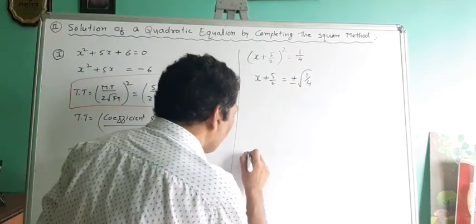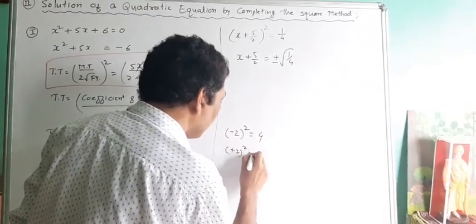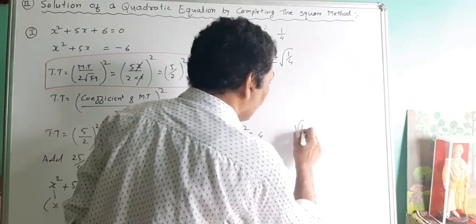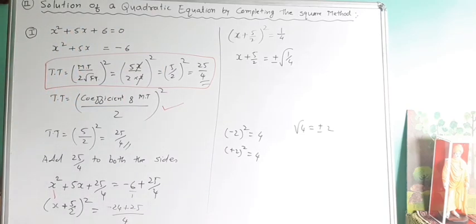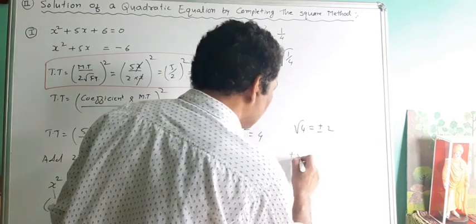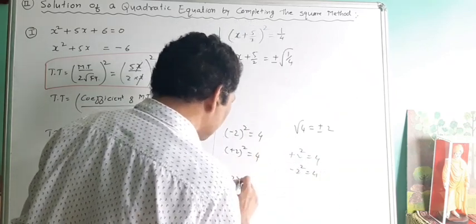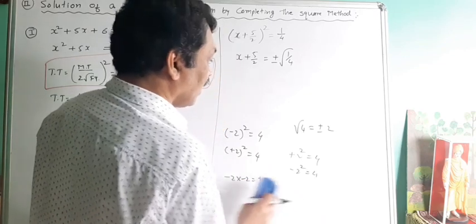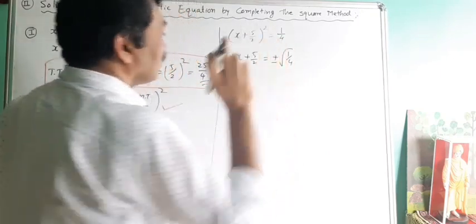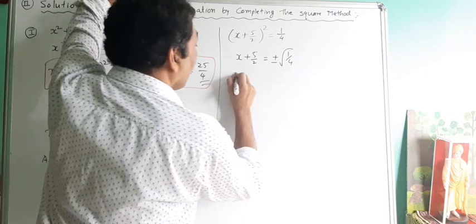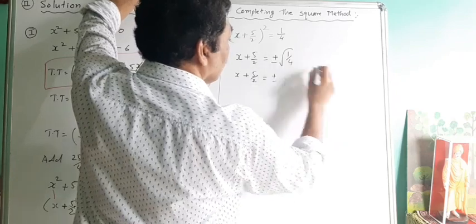See, if we have (-2)², we get 4. If you have (+2)², it is also 4. Therefore the square root of 4 will be plus or minus 2, because 2² gives us 4, and (-2)² is -2 into -2, which is always plus. Hence, whenever we find the square root of any number, we write it as plus or minus. So x + 5/2 = ± √(1/4).